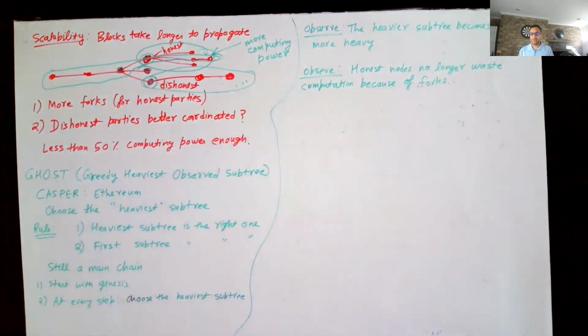Because every fork plays a role in determining which subtree is the heavier one, even though the transactions themselves in that fork do not count. Okay, so just keep in mind that all valid transactions are still in the main chain. Forks just tell you which path to take, which chain is the main chain. Okay, so this is the GHOST proposal, and Ethereum is adapting a variant of that, which is called Casper.